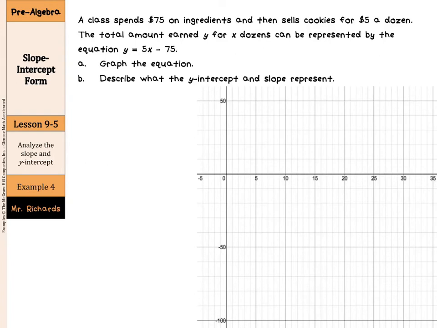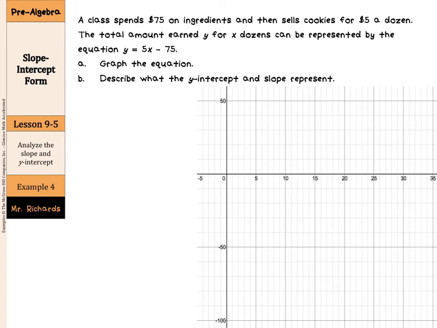And now we can apply this concept into a real-world problem. A class spends $75 on ingredients and then sells cookies for $5 a dozen. The total amount earned y for x dozens can be represented by the equation y equals 5x minus 75.